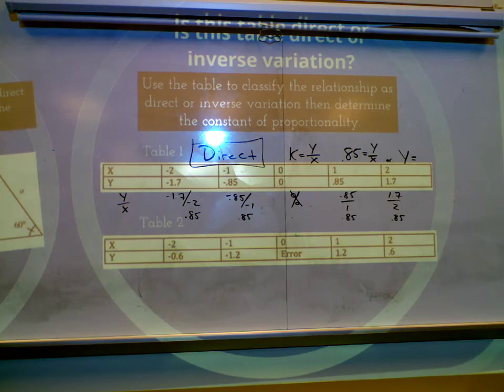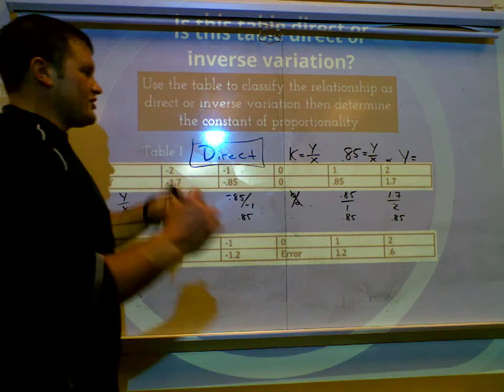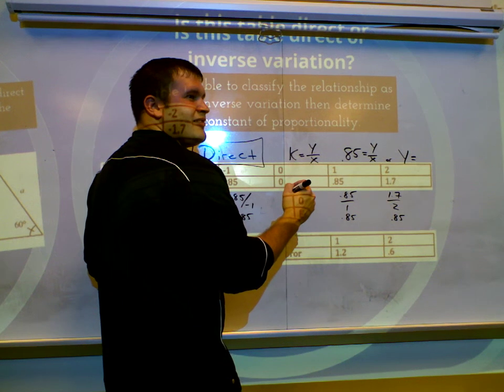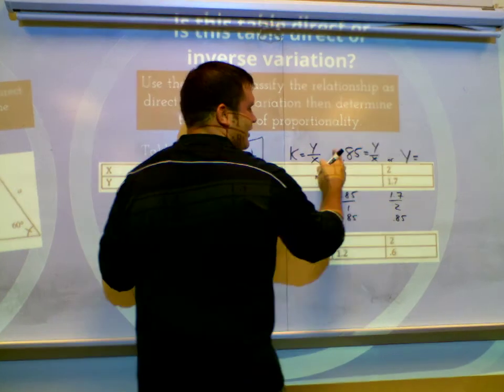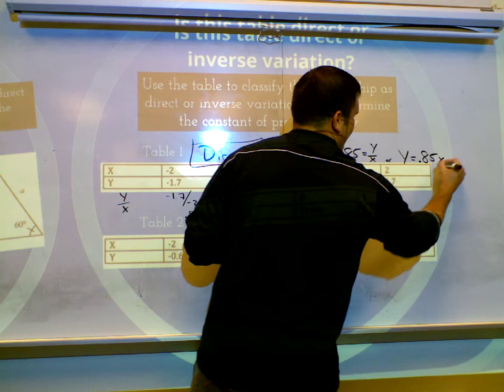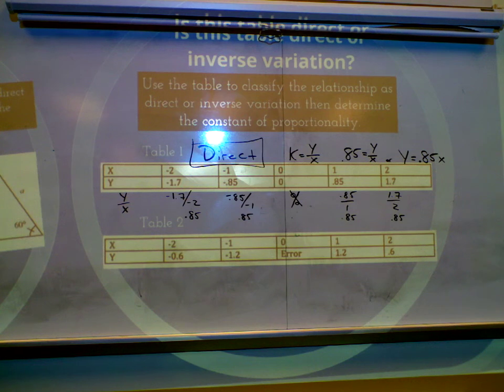Oh, not over. X is on the bottom, right? So what do I have to do, Josh, to get the x off the bottom? Do I add, subtract, multiply, or divide? We multiply, so I multiply both sides by x. What do we get? It'd be kx, 0.85x, right? Since k is 0.85, we can just plug it in right here to get our equation. So I plug 0.85 into either of my x's, and that'll give me my equation. Does that make sense, guys? Yeah? Okay.